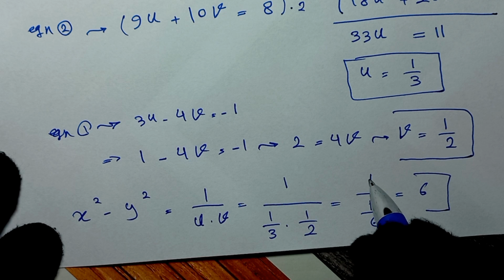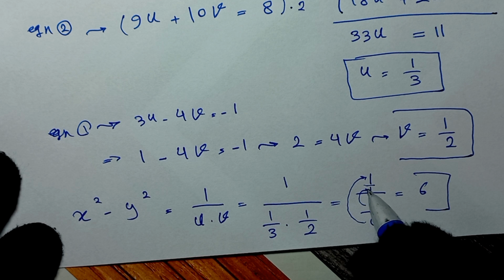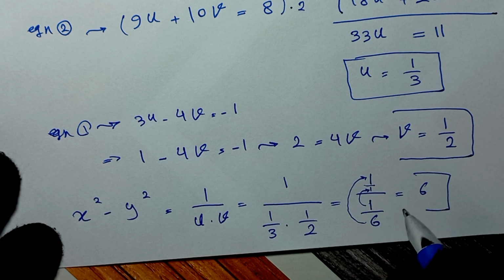In here, we can write this one as 1 over 1. And in here, we multiply this times this and this times this. And it will be 6 over 1 over 6. And this is our final answer.